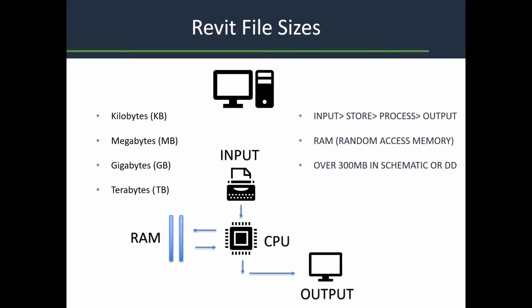So in terms of leveraging how big your model should be and being more efficient, I like to say don't go over 300 megabytes in schematic or DD phase. That kind of gives you a good pulse and a reference in terms of how you're going to be leveraging and why you want to keep file sizes down. And we're going to go over that right now in terms of coordination, with a free tool that you guys can download today, which is the Project Cleaner.